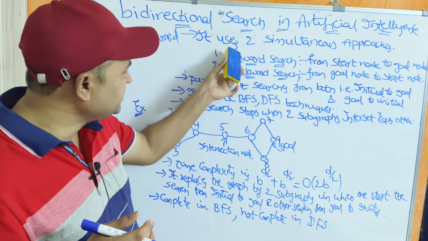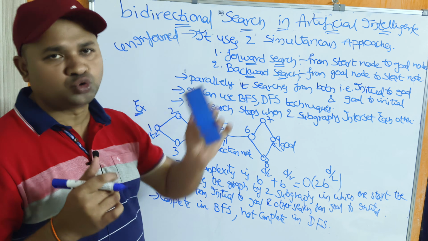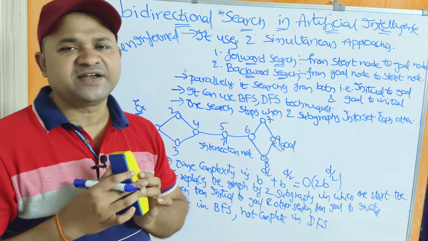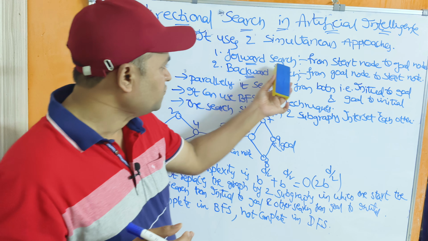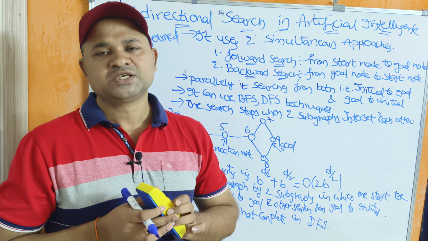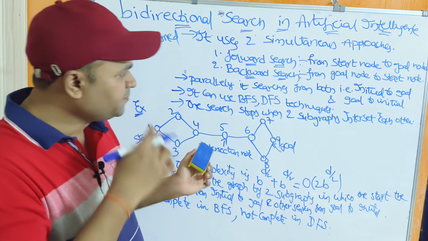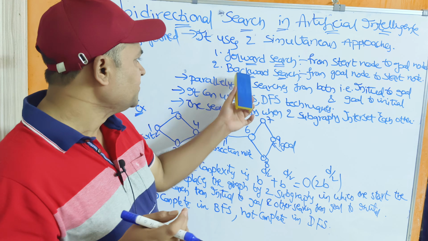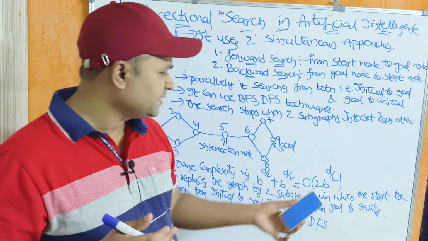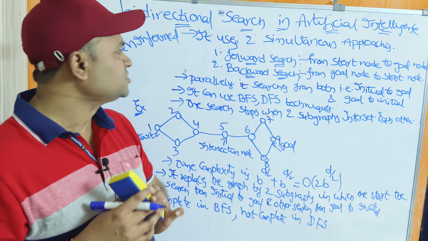Bidirectional search uses two simultaneous approaches. So bi means two. The first one is forward search, the second one is backward search. Forward search means from start node to goal node. The search process will start from the start node and proceed towards the goal node. Whereas backward search means from goal node to the start node. The search process will start from the goal node and proceed towards the start node.